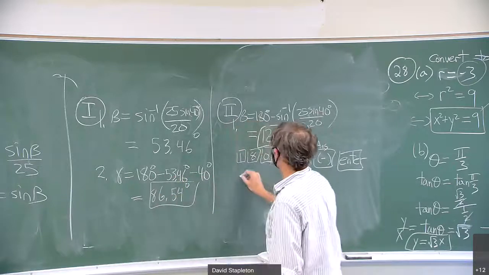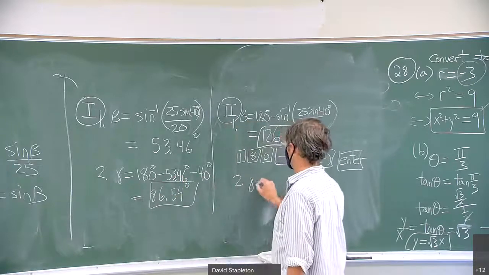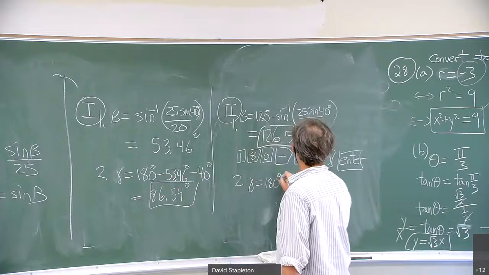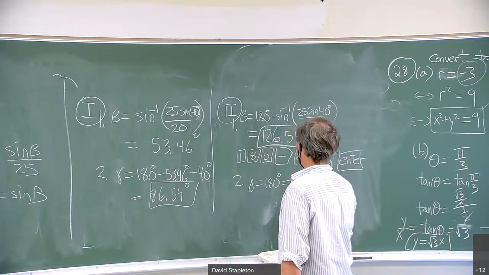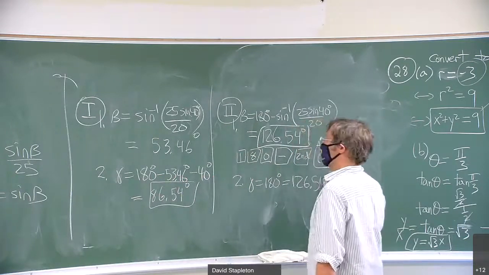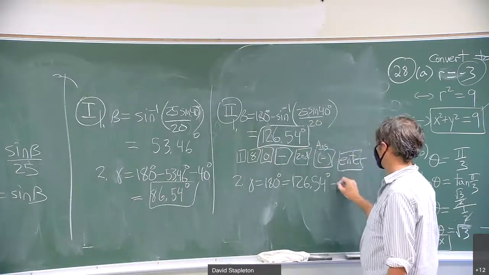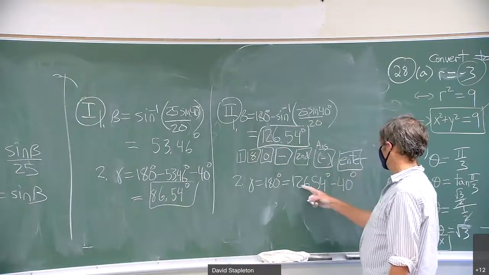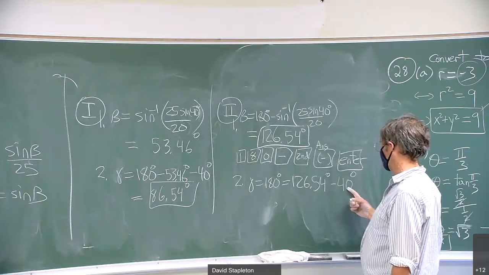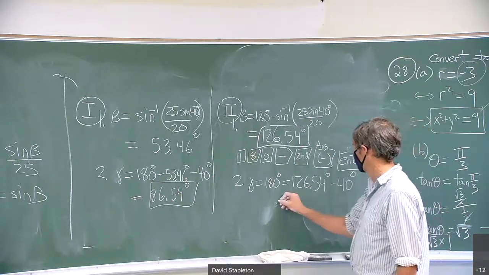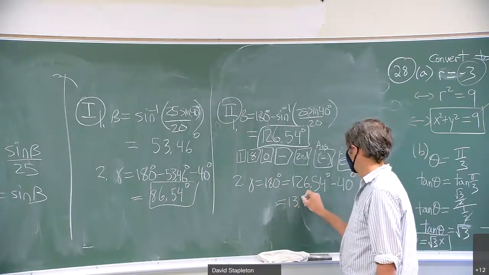And similarly over here, this one, gamma should be 180 minus the two angles I know. 126.54 and 40 degrees. Well, let's see, these are 166.54. That leaves me 13.46 degrees.